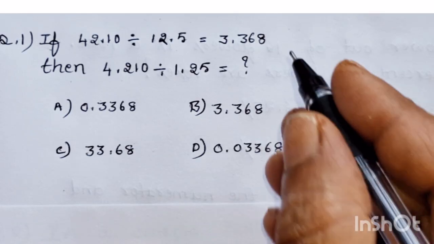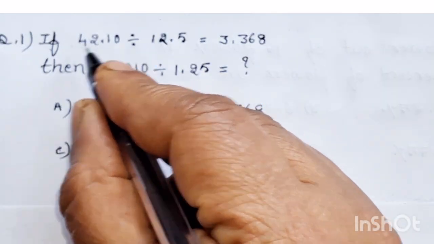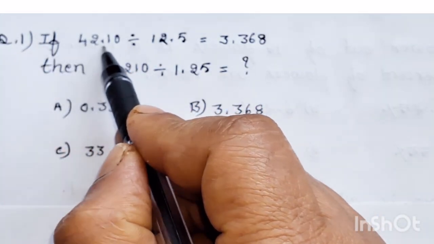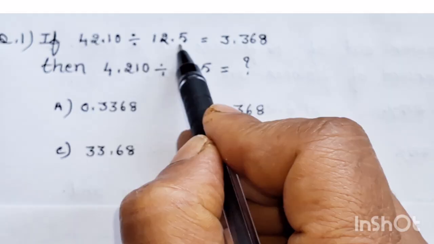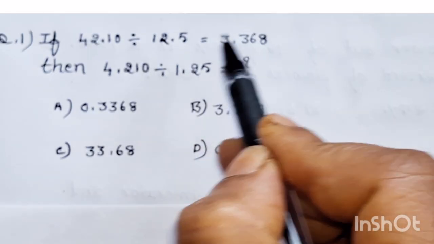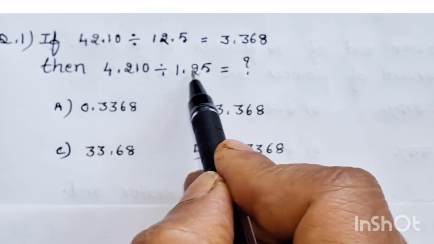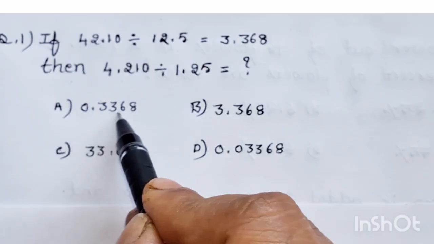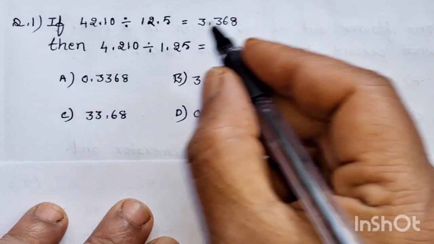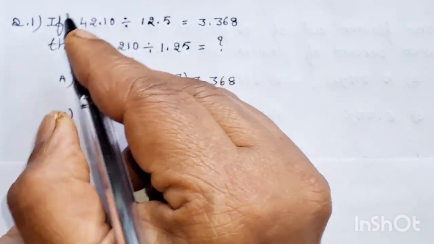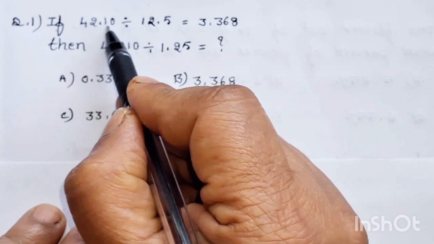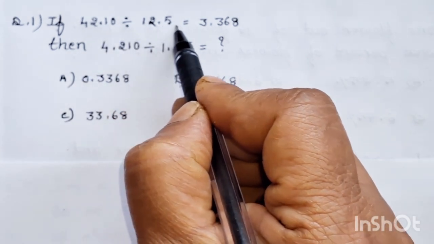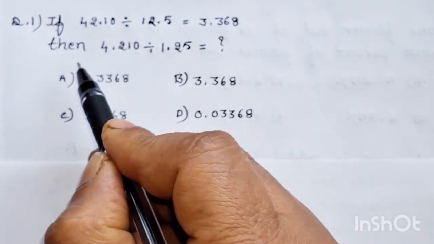Question number 1. If 42.10 divided by 12.5 is equal to 3.368, then 4.210 divided by 1.25 is equal to how much? Options: 0.3368, 3.368, 33.68 and 0.03368.